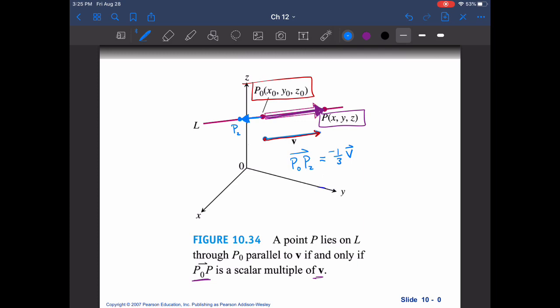It's a scalar multiple. If it's pointing in the opposite direction, then it's a negative. If it's shorter, then it's a number less than 1 that we're scaling by. If it's longer, then it's a number greater than 1. If it's the same length, then just the number 1. So some scalar can be multiplied onto V to give us our other vector, and that would tell us that this point is actually on that line.